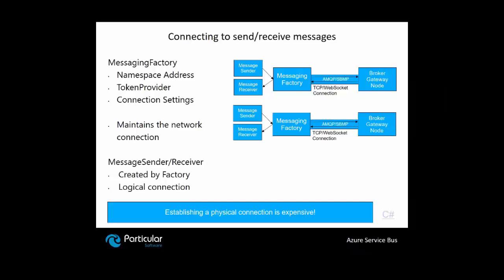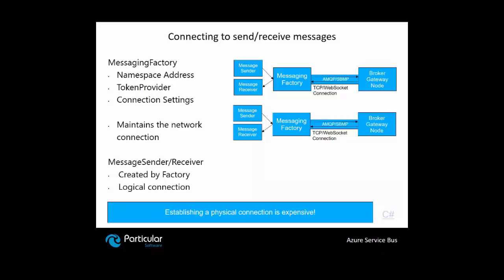Now, when you create a message sender or a receiver, this one will establish a logical protocol level connection. There is still some handshaking going on, but it's more to determine whether or not we will use AMQP or SBMP as a protocol. It doesn't set up the physical connection behind the scenes. Establishing a physical connection is also very expensive. You don't want to do this over and over and over again.